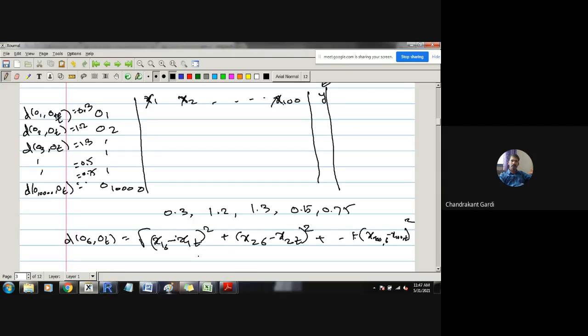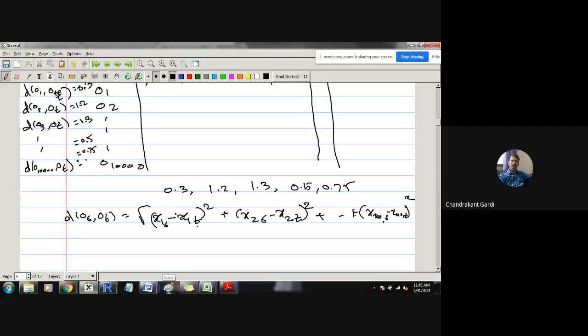Now what I will do is take this particular difference first. Suppose the difference between x16 and x1t comes out to be 0.9. It means its square is going to be 0.81. All these are square terms, so none of them is going to be negative, so all these terms will get added up to 0.81.